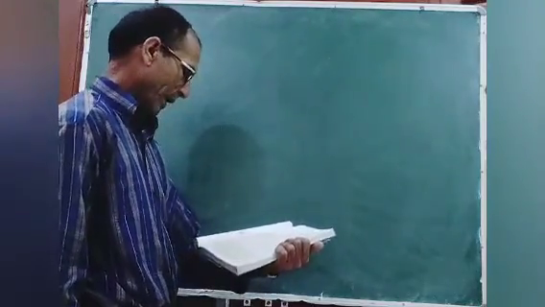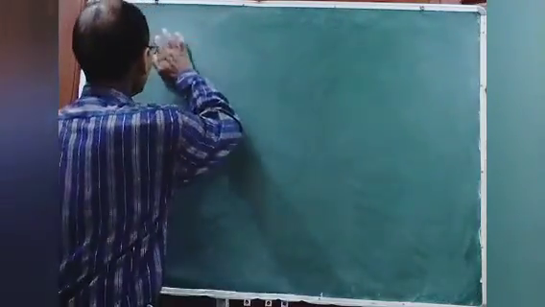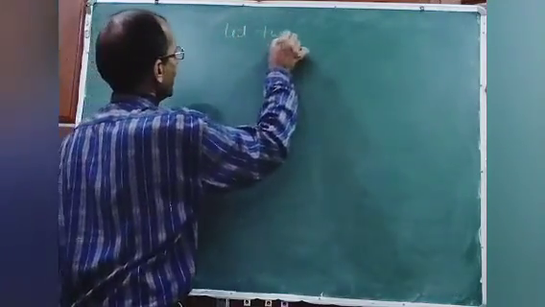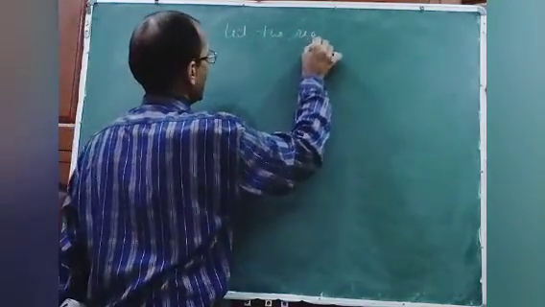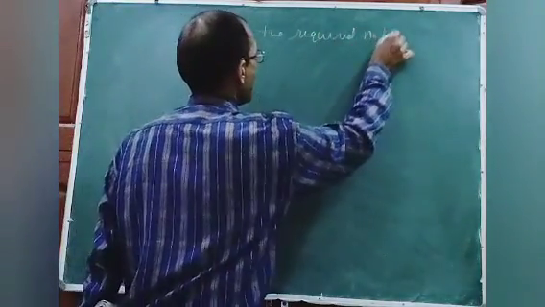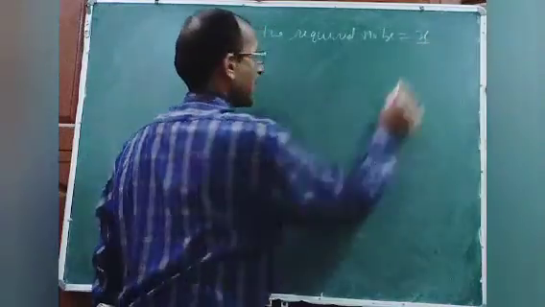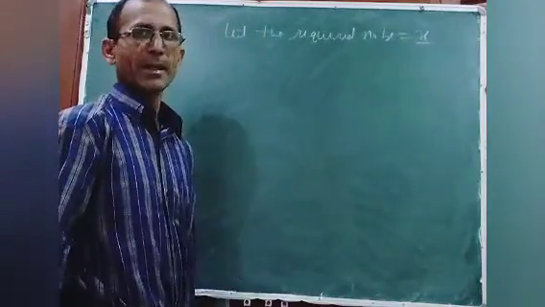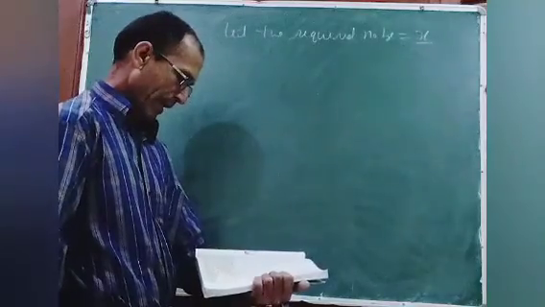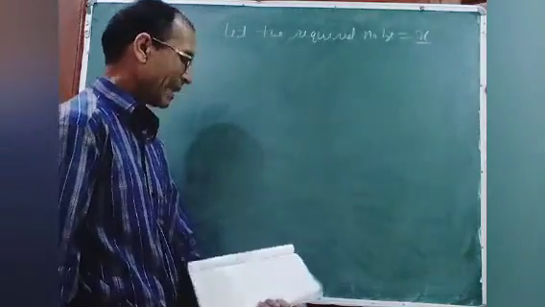Third part, think of a number. So, let the required number be x. I assume the required number is x. Understood? Now what is the condition? Think of a number, add 5, then multiply by 6.